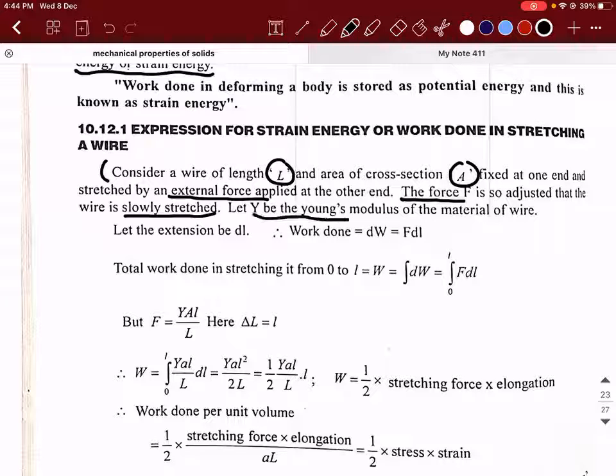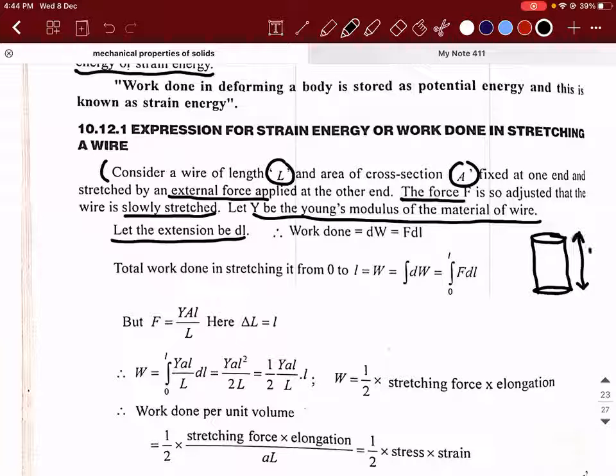Let Y be the Young's modulus of the material of the wire. Let the extension be dl. So the wire is like this. It has a total length of capital L. The force is applied in such a way that the displacement that has occurred for the time being is dl. So this force has caused a displacement of dl. When the displacement is very small, can I say that the small amount of work done is dW? So dW will be equal to F into dl. Any doubt till this step?